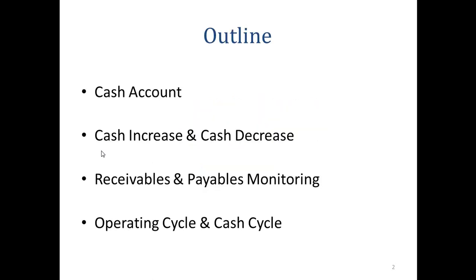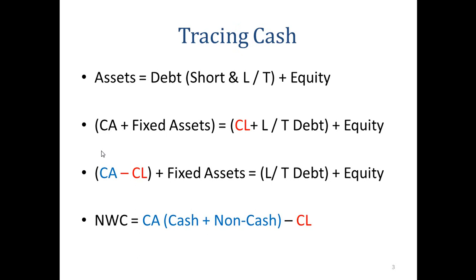So Chapter 18 is looking at short-term finance. The outline is cash account, cash increase and cash decrease, receivables and payables, and the operating cash and cash cycle. 4 areas that we want to touch on.